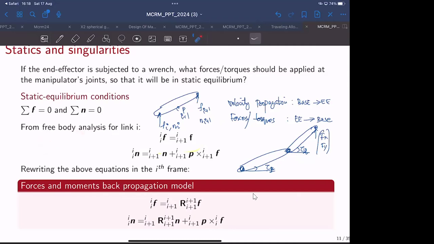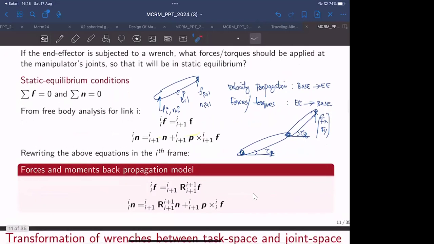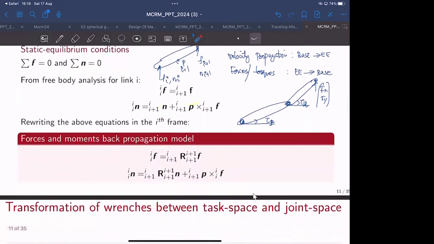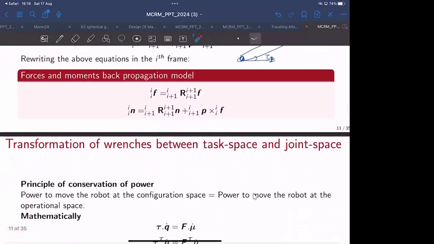And similarly to what we did earlier by changing all the frames of reference to the ith frame, you can also do this similarly. Everything will have to be expressed with respect to the ith frame using the appropriate rotation matrices, right? So just like the velocity propagation, you will also have these force propagation models, right? Yeah, and that is about it.